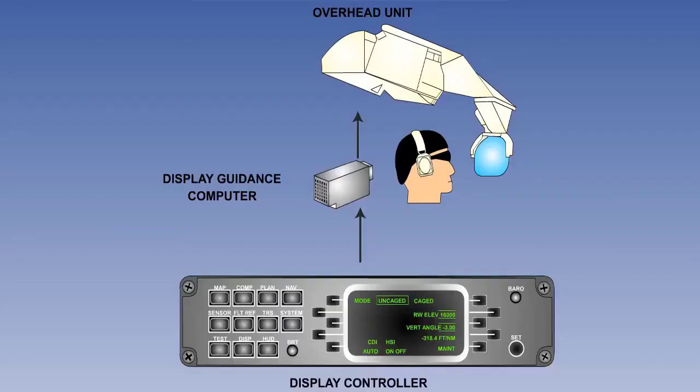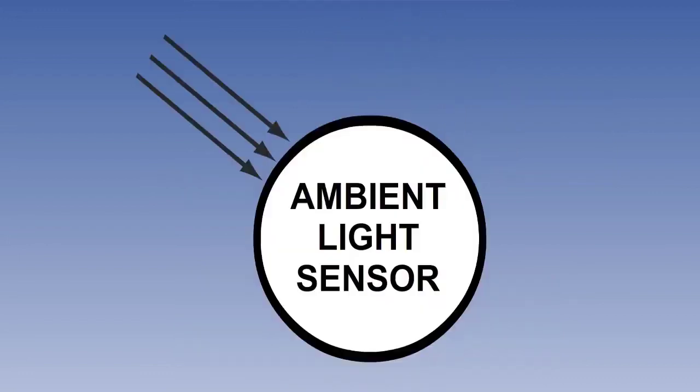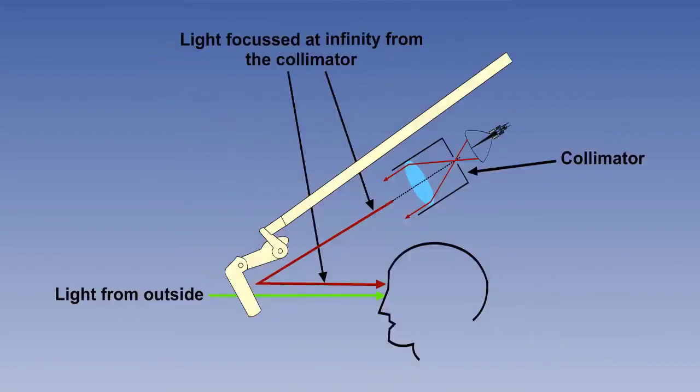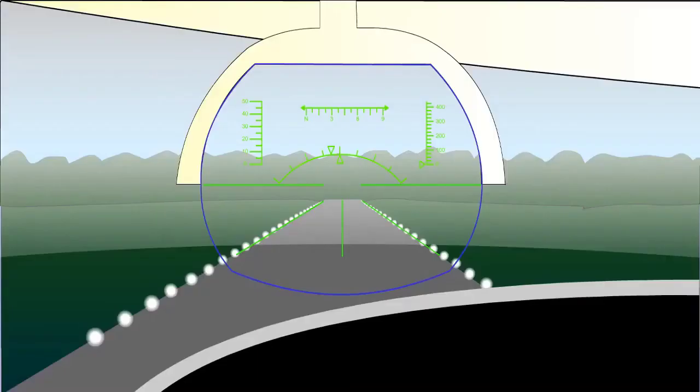First-generation systems have 4 basic components. These are a display controller, a display guidance computer, an overhead unit, and a combiner. There is also an ambient light sensor. The light from the overhead unit is focused at infinity. This is achieved by designing the projector as a collimator. Conformity means that when a symbolic object is projected onto the combiner and the actual object that it represents is visible through the windscreen, they'll be aligned.